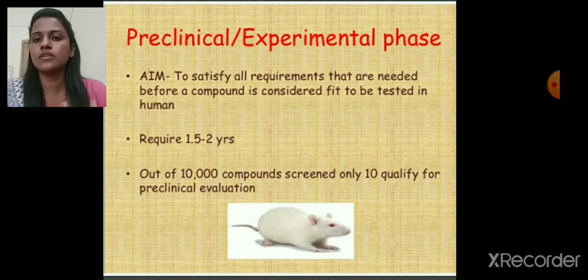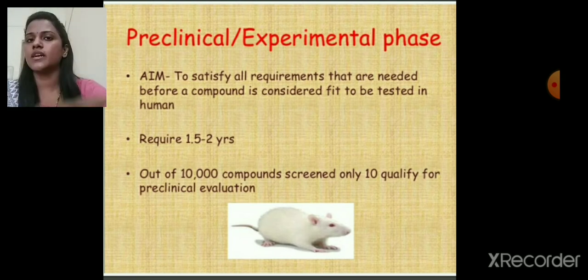So this preclinical study is done to check whether the compound is safe or fit to use in a human or not. Now this preclinical study requires 1.5 to 2 years, and during this study the work is done on animals, and out of 10,000 compounds, only 10 qualify with the preclinical evaluation.